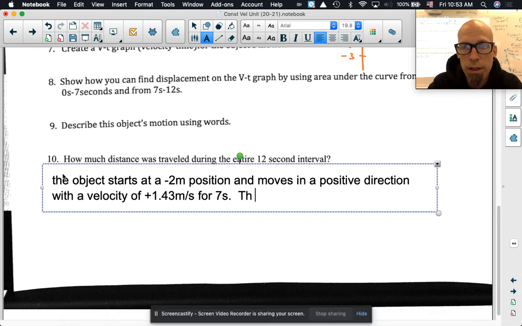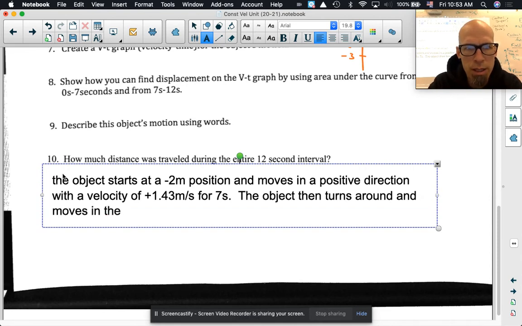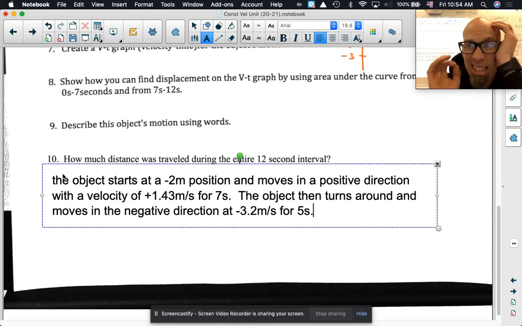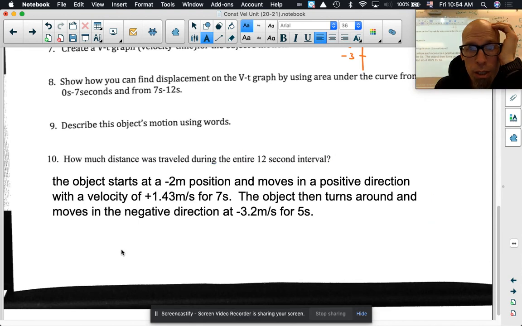The object then turns around and moves in the negative direction at negative 3.2 meters per second for 5 seconds. The details of what happened are in there, where you started, the direction you're going, and how fast you're going. Those are all in there. That's what you need, and that should be the answer for number 9.